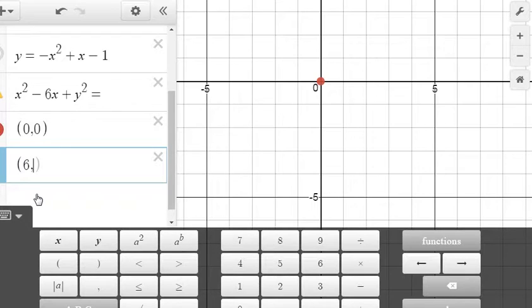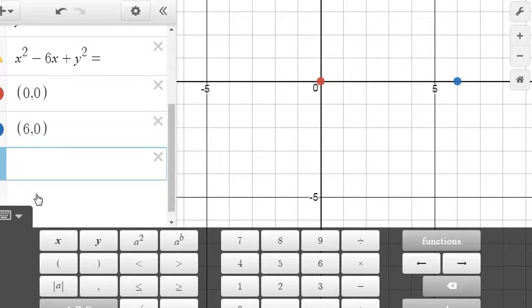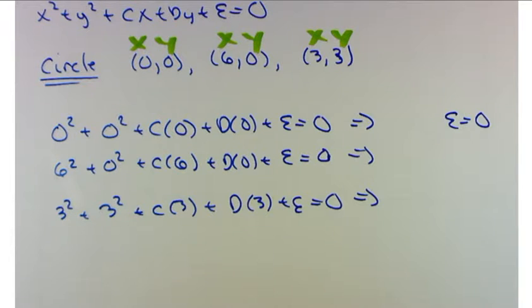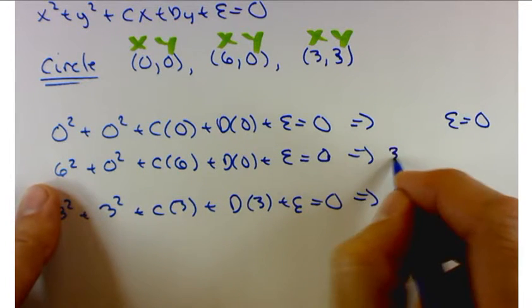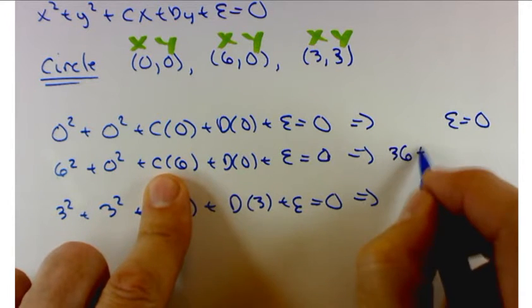I need those last two equations. How do these simplify? What do you end up with? Anyone? So 36 plus 6c plus e equals 0. Now typically you'd probably put that 36 on the right hand side. We'll worry about that in a minute.